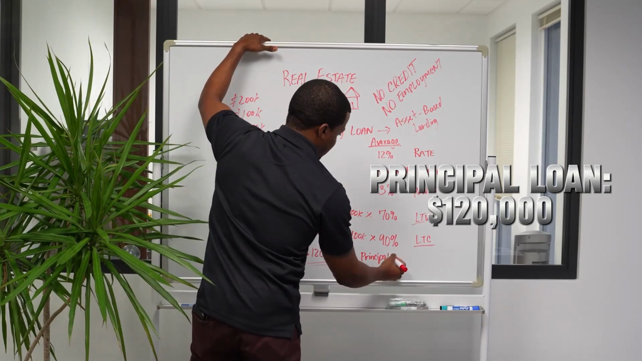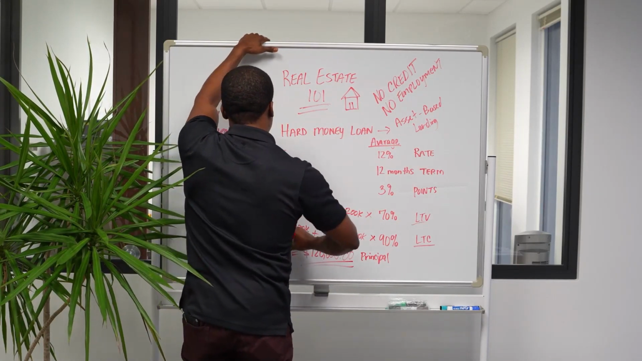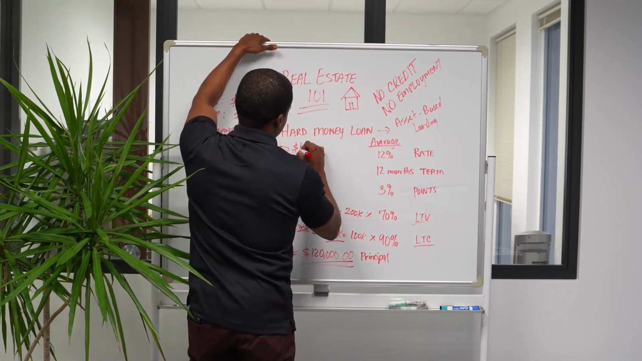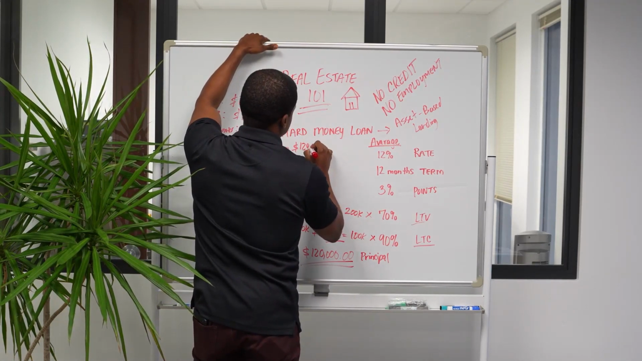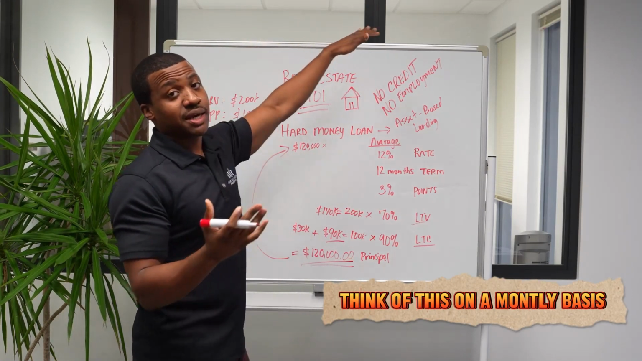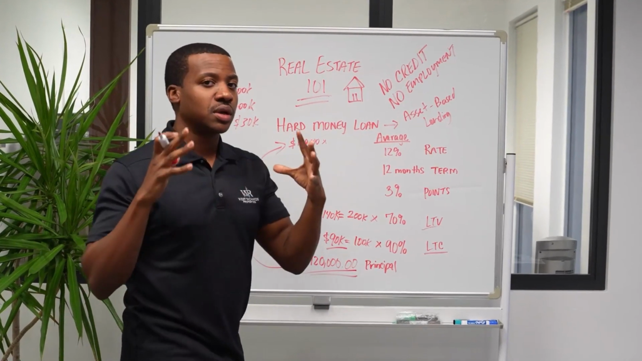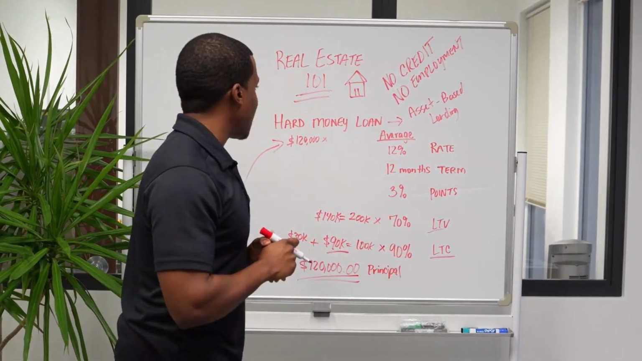So now $120,000 is your principal loan. Let's bring this up here now, so we can see it from the top numbers. Now we're going to start running our numbers. $120,000 is our principal, okay? Now I like to think of this on a monthly basis, because that's how you should be looking at your debt. Don't think of it on an annual basis, because the numbers are going to be deceiving. It's going to look like a lot more than what it really is.